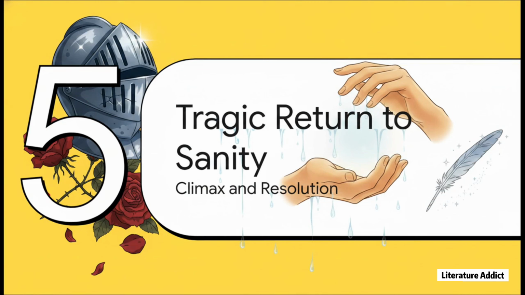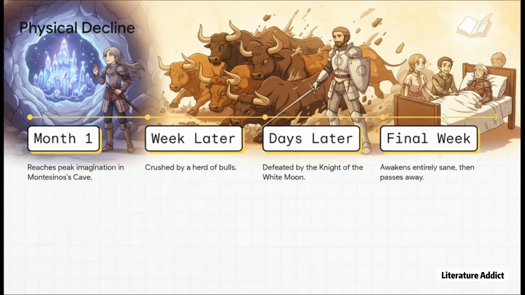And that brings us to our fifth and final layer: tragic return to sanity, the climax and resolution. As we move towards the climax of the explainer, the humor really begins to strip away. If we track Quixote's final timeline, we see a tragic physical and psychological decline. He reaches the absolute peak of his imagination when he descends into Montesino's cave, claiming he spent 3 days in this gorgeous crystal palace when he was really just asleep in a hole for half an hour.